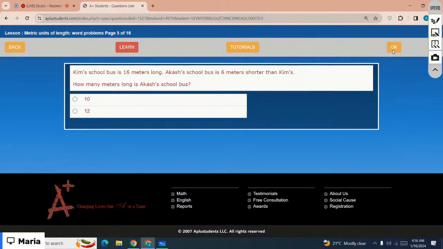Kim's school bus is 16 meters long. Akash's school bus is 6 meters shorter than Kim's. How many meters long is Akash's school bus? So, which is the correct option? Basically, you have to calculate the length of Akash's school bus, right? So, how do we calculate and which is the correct option?